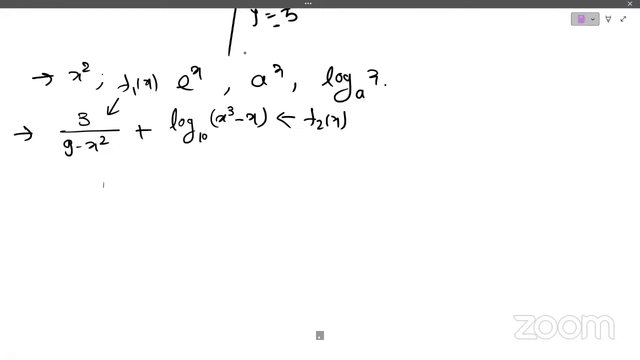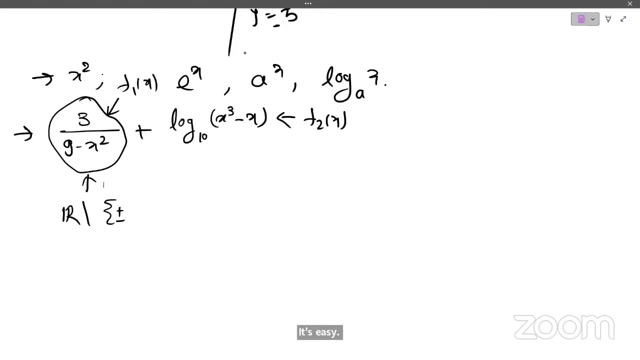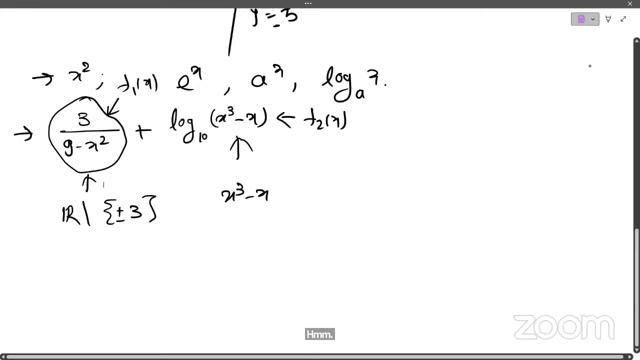Okay, just observe that this function has a domain. What is the domain of this function? All real numbers except 3 and minus 3. Yeah, correct, plus minus 3. And what is the domain of the other function? x cube minus x should not equal 0. Yeah, x cube minus x should be strictly greater than 0, right?